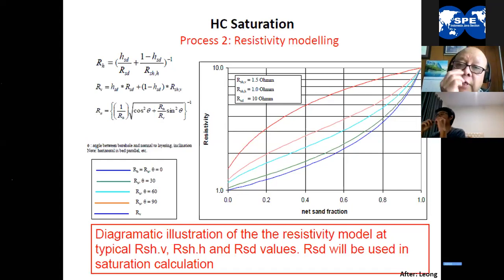So the first thing is that when you're going to do a thin bed analysis, the very first thing you have to find out is whether I have laminates or not. That's why the Thomas Stieber plot is very important, because you can see where the data points are falling, and whether your shales are dispersed or laminated. If it is laminated, then you go ahead and do your modeling and come up with a saturation. If it is dispersed, I don't think you can do much.